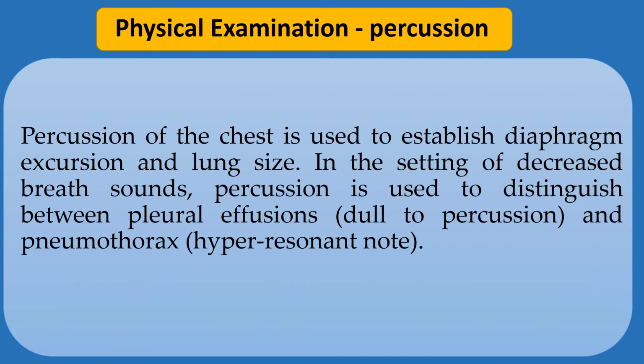Now about percussion. Percussion of the chest is used to establish diaphragm excursion and lung size. In the setting of decreased breath sounds, percussion is used to distinguish between pleural effusions, dull to percussion, and pneumothorax, hyperresonant notes.